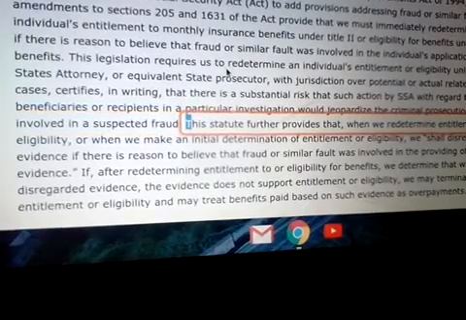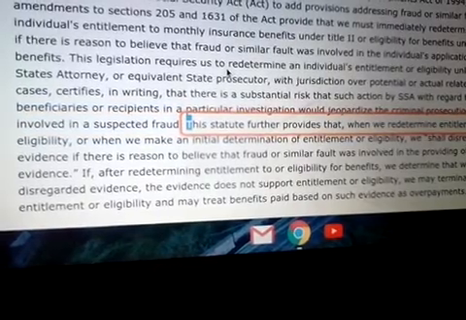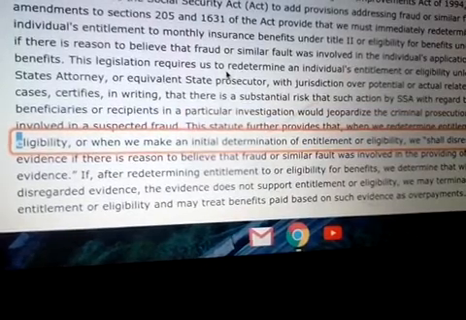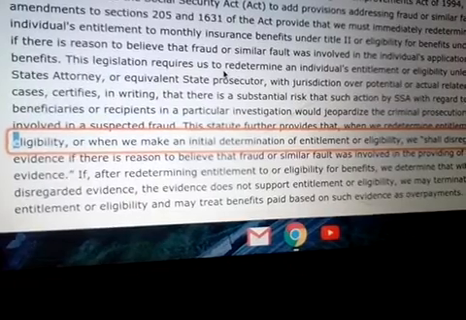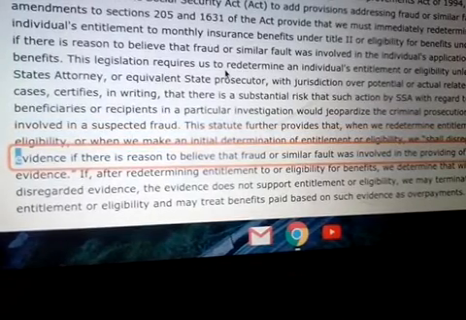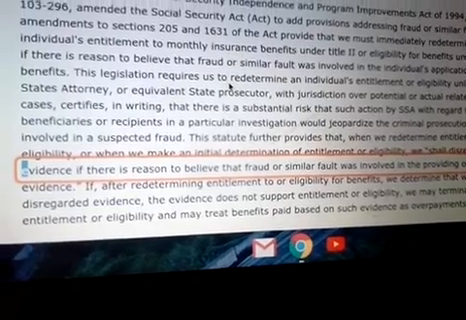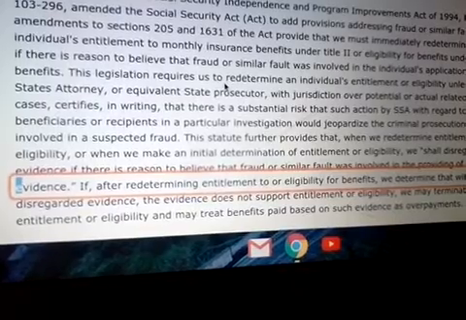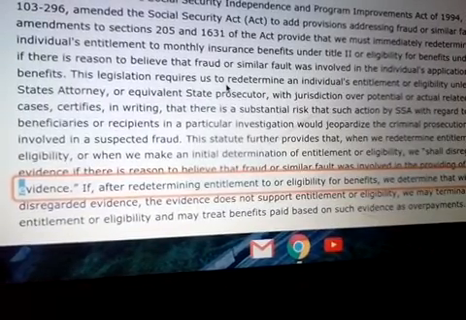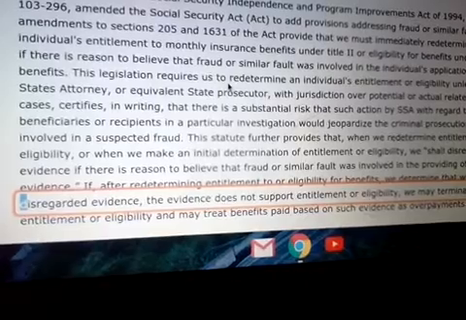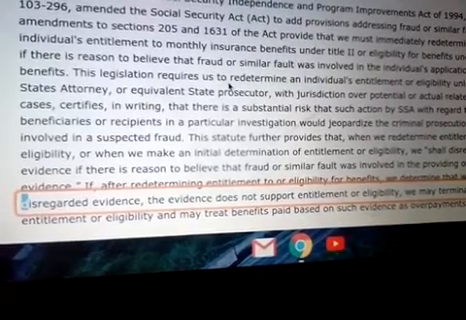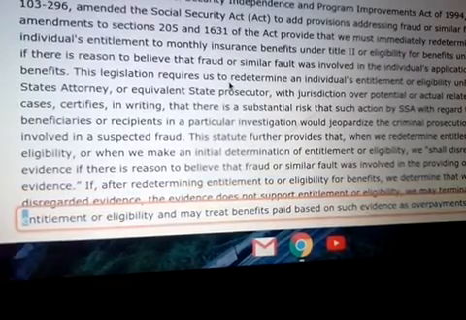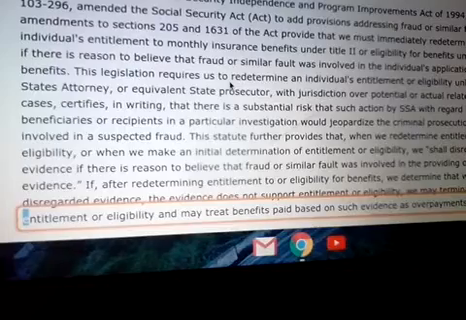This statute further provides that when we redetermine entitlement or eligibility, or when we make an initial determination of entitlement or eligibility, we shall disregard any evidence if there is reason to believe that fraud or similar fault was involved in the providing of such evidence. If, after redetermining entitlement to or eligibility for benefits, we determine that without the disregarded evidence, the evidence does not support entitlement or eligibility, we may terminate such entitlement or eligibility and may treat benefits paid based on such evidence as overpayments.